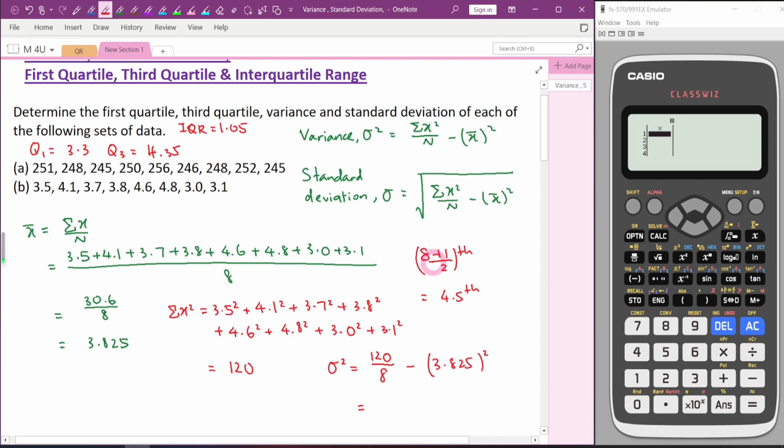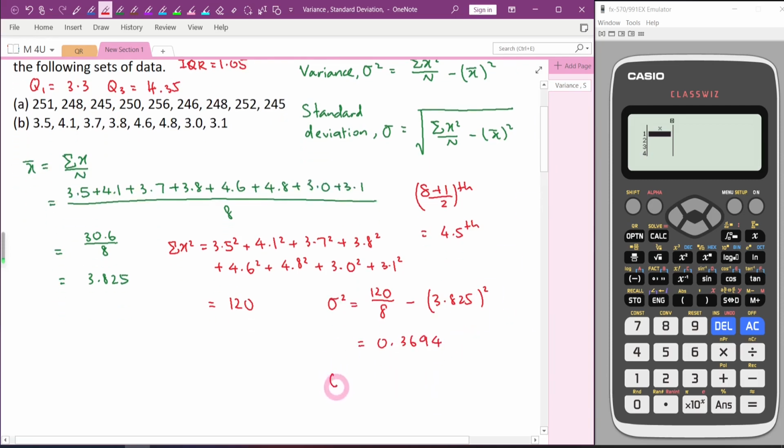Just press our calculator. 120 divided by 8 minus 3.825 squared. Let me just round it off to 4 significant figures. It will be 0.3694. This is our variance. So for standard deviation, just square root this number. Square root of 0.3694. Wait, sorry, let me key in again.